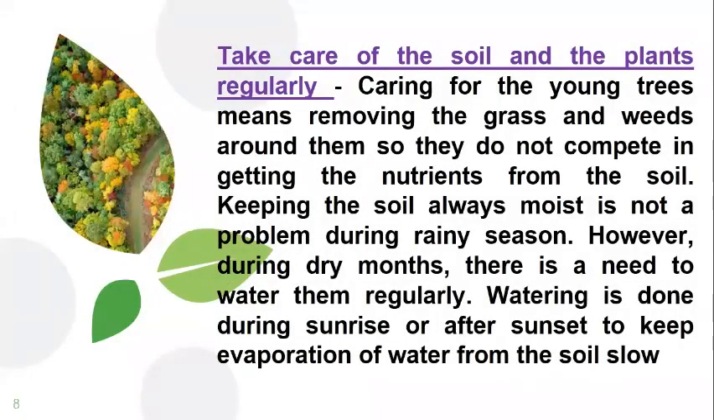And lastly, take care of the soil and the plants regularly. Caring for the young trees means removing the grass and weeds around them so they do not compete in getting the nutrients from the soil. Keeping the soil always moist is not a problem during rainy season. However, during dry months, there is a need to water them regularly. Watering is done during sunrise or after sunset to keep evaporation of water from the soil slow.